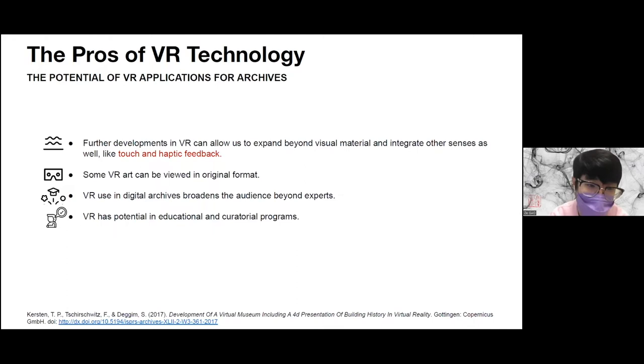In the future, maybe VR. Actually, right now we already have some touch and haptic feedback, powered by really emerging technology. Online archiving can also apply touch and haptic feedback, which is especially good for interactive art. VR art can also be viewed in its original format, such as the artwork we talked about in the previous slide. VR can be used in the digital archive, especially for a general audience beyond experts, and it has really good potential in education and curatorial programs.